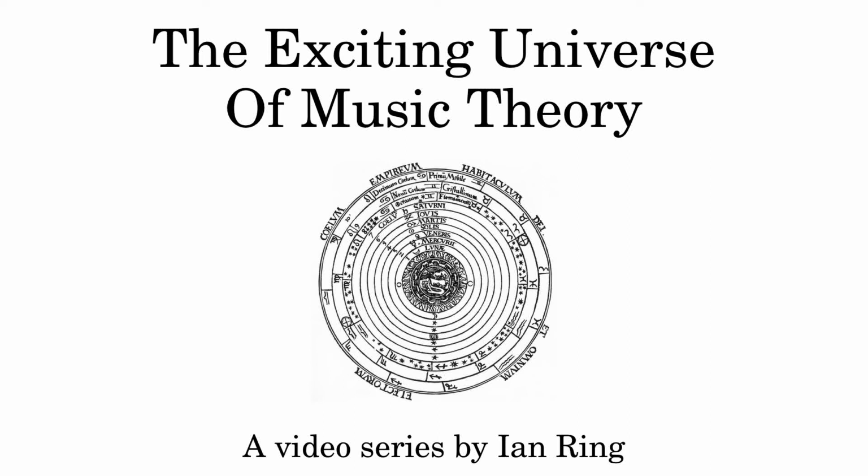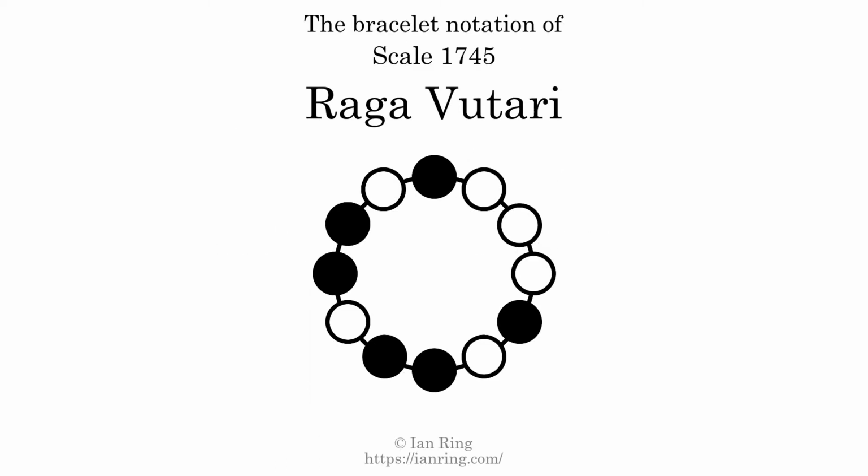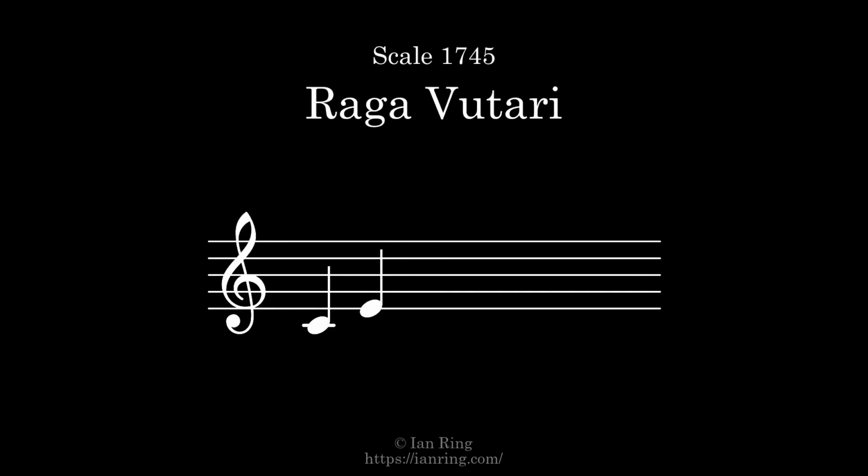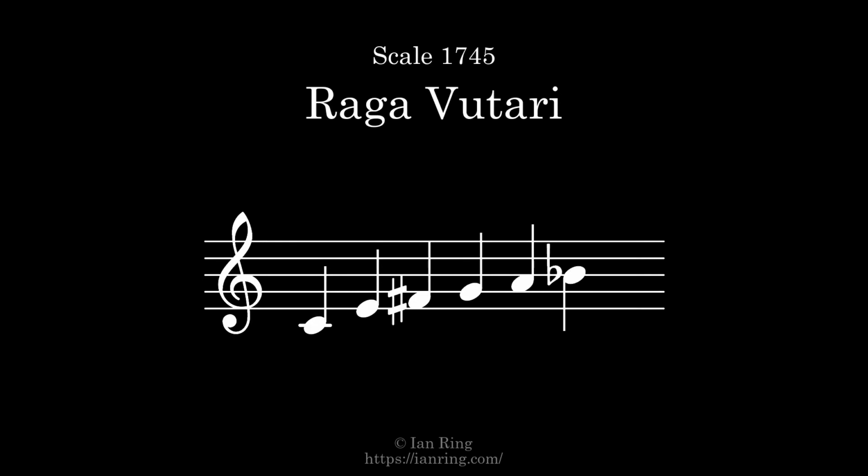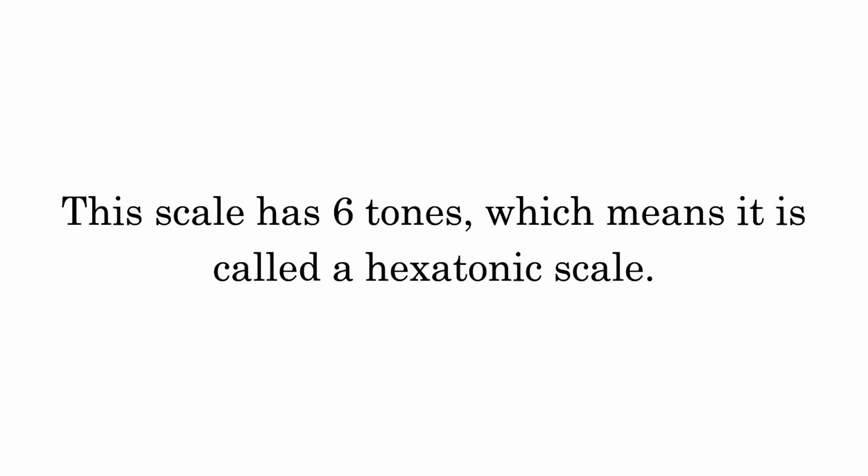Welcome to the exciting universe of music theory. Are you ready to learn? Then let's begin. Today we will talk about Scale 1745, Raga Vutari, which sounds like this. This scale has 6 tones, which means it is called a hexatonic scale.